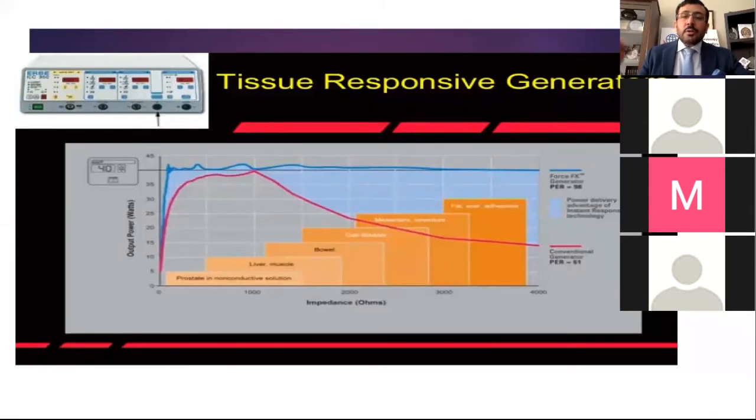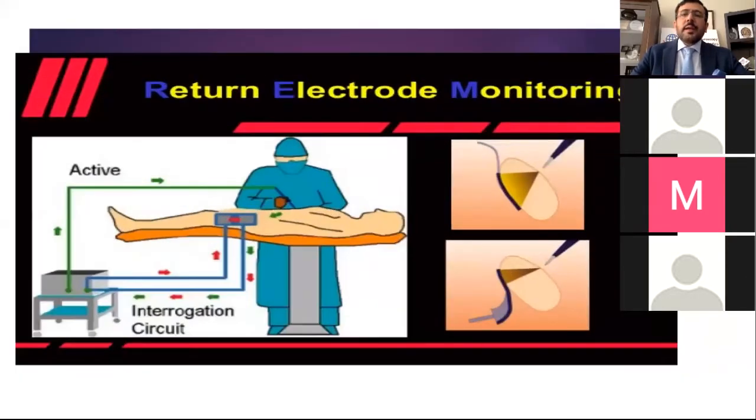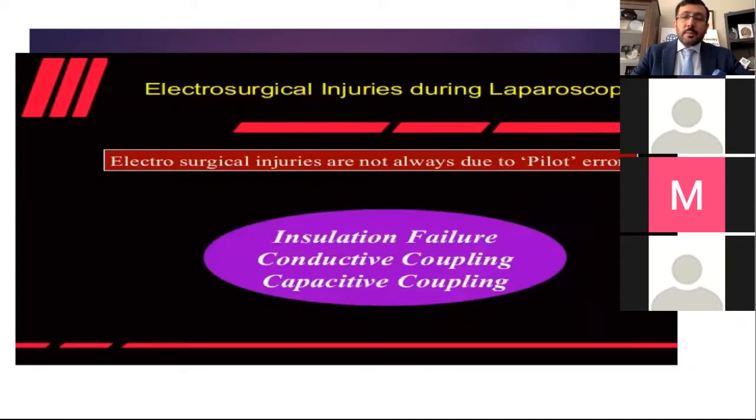So when you are using cautery, especially in laparoscopy, adjust this power, that is important, and you must know about these instruments. Also regarding your nursing staff, they must know how to use it, where the best part of the body is to place this pad. And also you can see here return electrode monitoring. So you can see we have active, and also we have interrogation circuit. So these points are important, and when you are using, just imagine here in this diagram. So when you are oriented, then there will be less chance of complication or side effects.